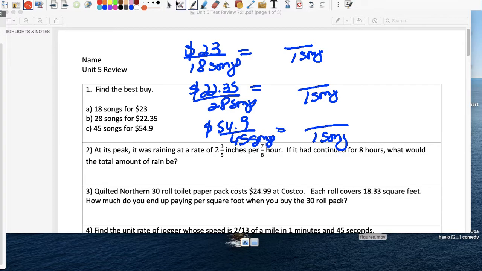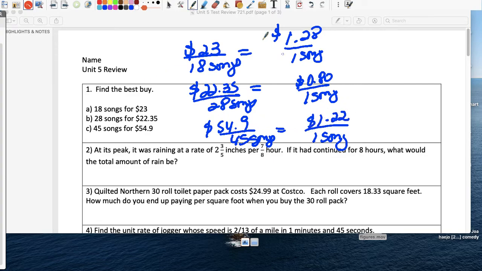So we're simply dividing, right? 23 divided by 18, remember. And here, rounded, it's $1.28 per song. What is this? 22.35 divided by 28. Did I get this right? And here is a little bit cheaper. Again, we're going to round this. It's 80 cents per song. And the last one, 54.9 divided by 45 songs, it's $1.22.